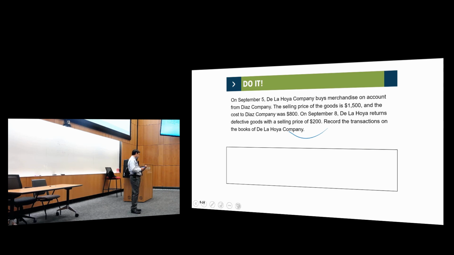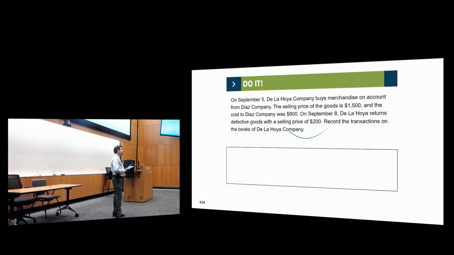So on September 5th, the La Jolla company buys merchandise on account from Diaz company. The selling price of the goods is $1,500. And the cost to Diaz company was $800. On September 8th, La Jolla returns defective goods with a selling price of $200. You have to record the transactions. We have to journalize them on the books of the La Jolla company.